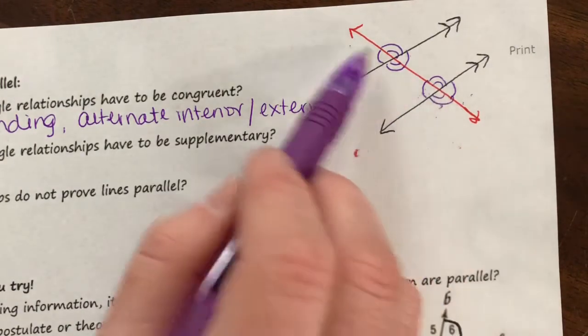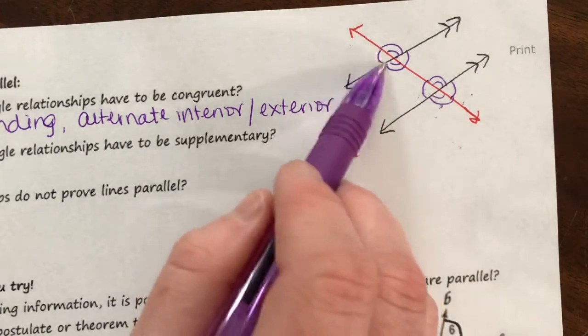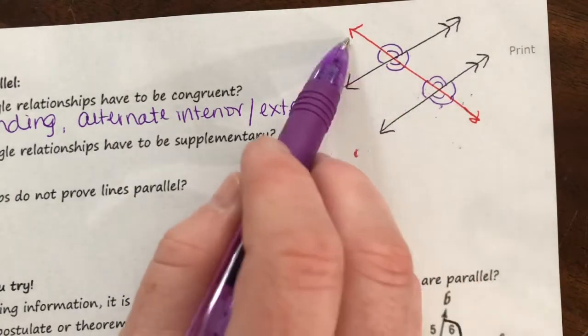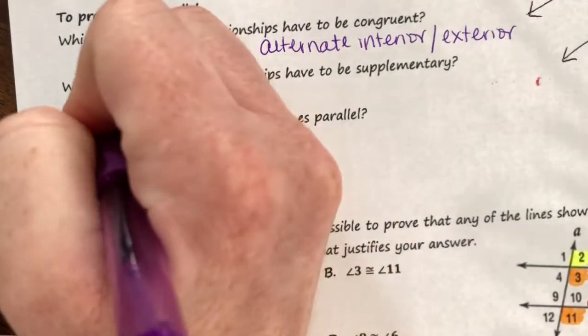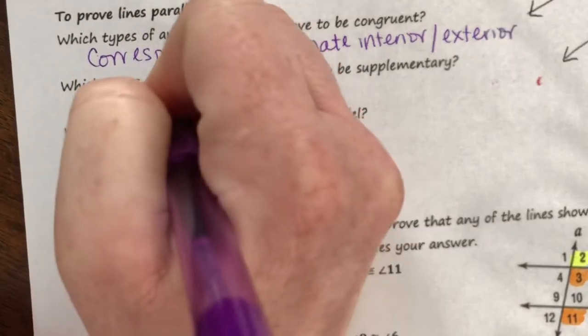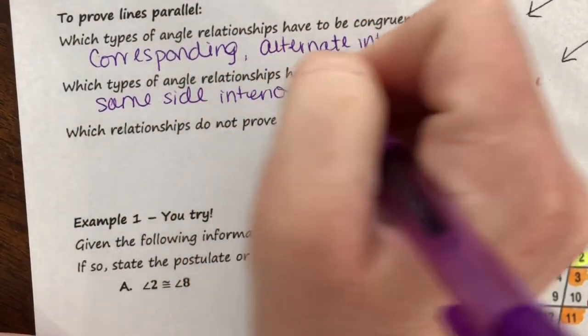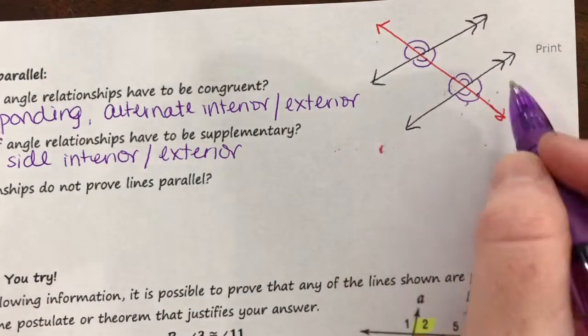This guy is a different size than this guy. This looks like it's obtuse. This one looks like it's acute. So together, when these two lines are parallel, these add up to 180. So all of our same side angle relationships, same side interior, exterior. Those angle relationships prove my two lines are parallel.